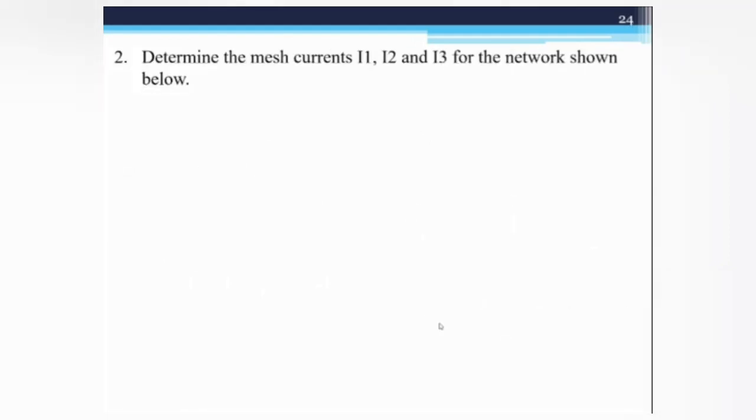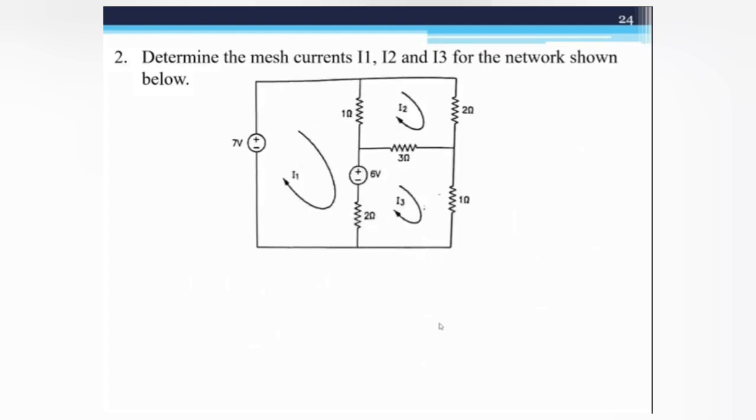Let us solve another example. Determine the mesh current again, right, for this circuit. Again, the first step is to give the mesh current direction. It is already given in the circuit. Second step is to apply the KVL and write down the equation for each mesh.